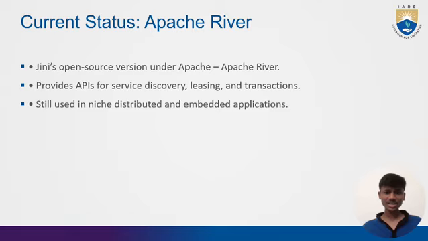Now we discuss the current status of Apache River. Here's a clear overview of the current status of Apache River, the continuation of Jini technology. Apache River is the open source project that continues the development and maintenance of Jini technology. Originally developed by Sun Microsystems, it provides Jini core features: service discovery, leasing, distributed events, and transactions. Jini's open source version under Apache, Apache River, provides APIs for service discovery, leasing, and transactions, and is still used in niche distributed and embedded applications.